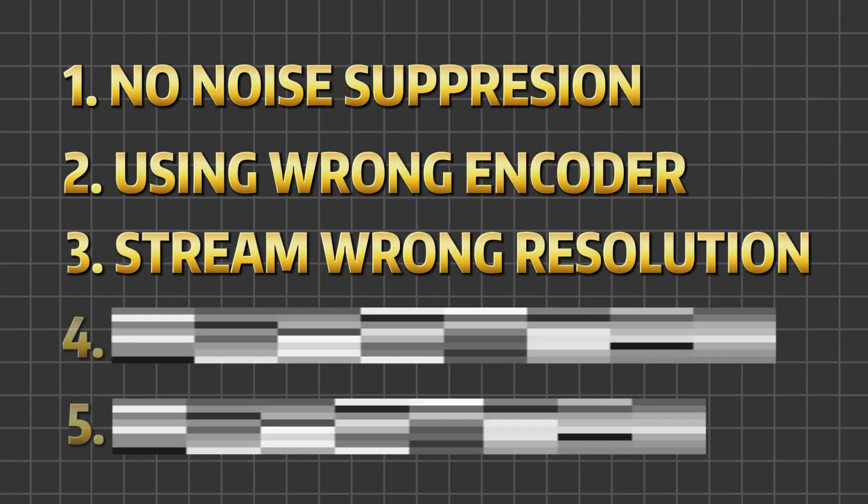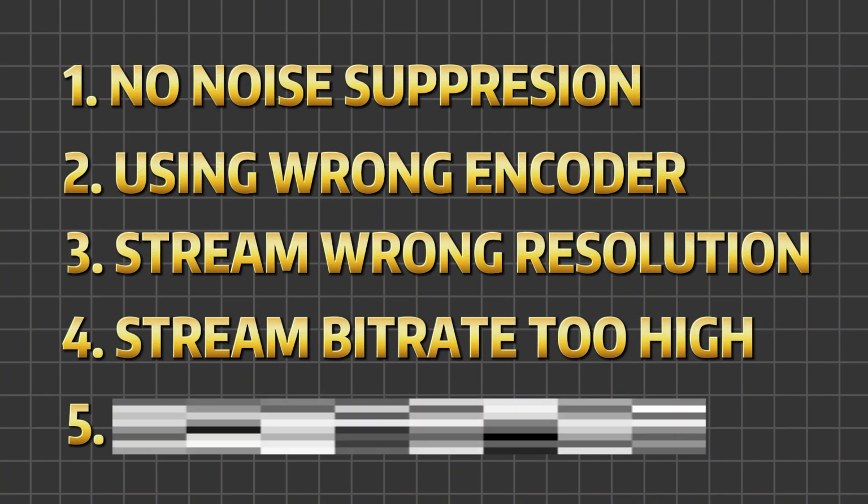So here comes mistake number 4, streaming the wrong bitrate for your internet. For this one, it really depends on a few factors. For example, what is your upload speed and what platform are you streaming on? For example, if you have 10 Mbps or 15 Mbps of upload speed, you'll have 10,000 to 15,000 kbps.